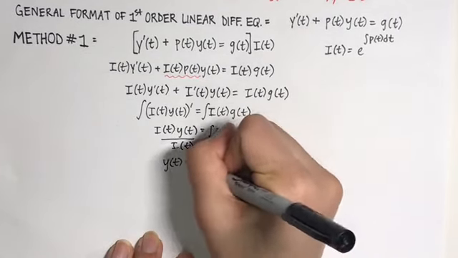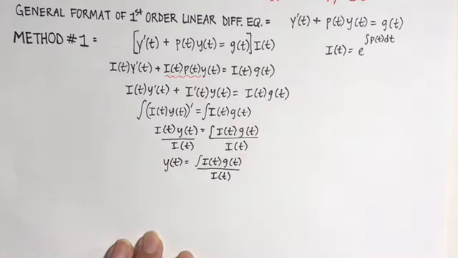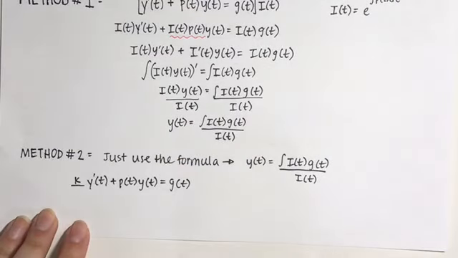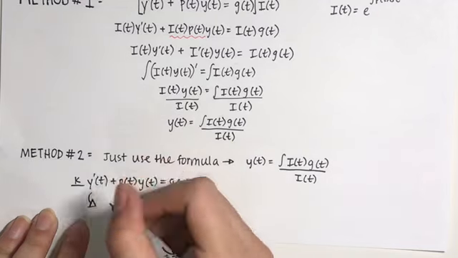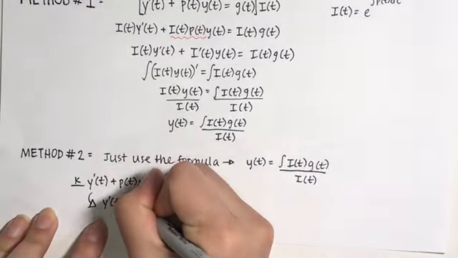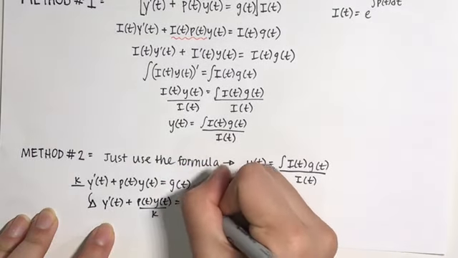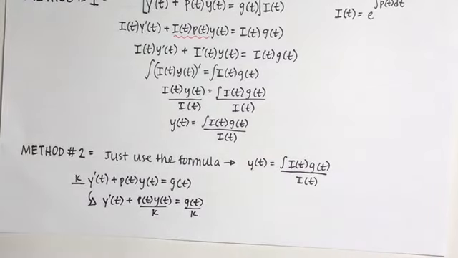Instead of going through all of these steps, you can use method 2, simply memorizing this equation and plugging in your values. But there's only one tricky part I want to point out. Let's say in the problem you're given y prime of t has a constant in front of it, or there's a function, let's say k. Before you can identify your p of t and g of t, you must isolate this y prime of t by dividing the entire equation by that coefficient k.